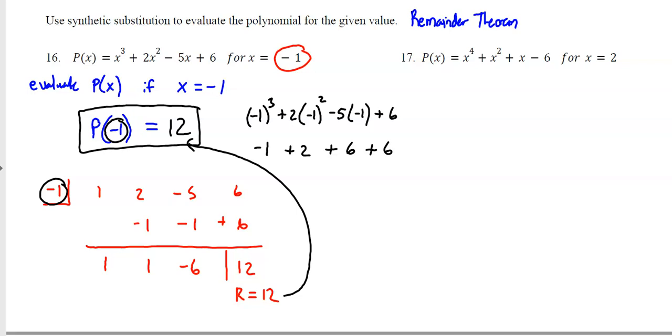Should get 12. Oh, arithmetic error. -5 times -1 isn't 6. It's 5. And that'll give me my answer of 12. I was getting a little bit nervous there. Thought I disproved the remainder theorem. All right, let's try it again.